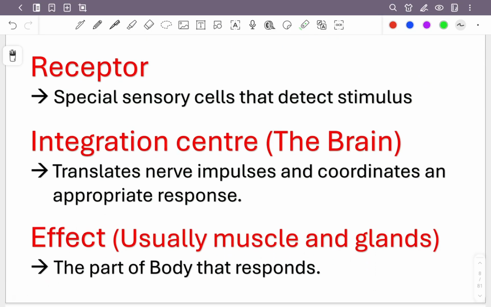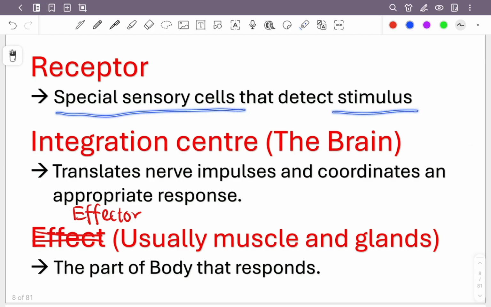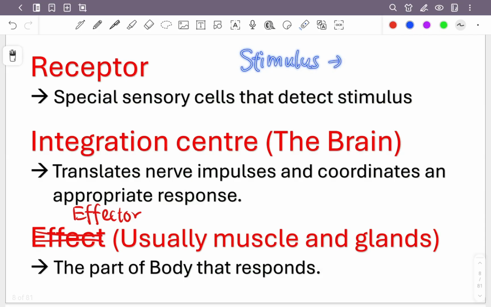Now we have the receptor, integration center, and also effector. Okay, so this one is wrong, not effect, effector. So what are those? First, look at the receptor. It's the special sensory cell that detects stimuli. Whenever you have a stimulus, you need to have something to detect it, correct? So it will be detected. You need to use the words detected by receptor. After the receptor has detected the stimulus, what will the receptor do? It will send a signal, or in scientific words we use nerve impulse. The receptor will send the nerve impulse to the integration center.